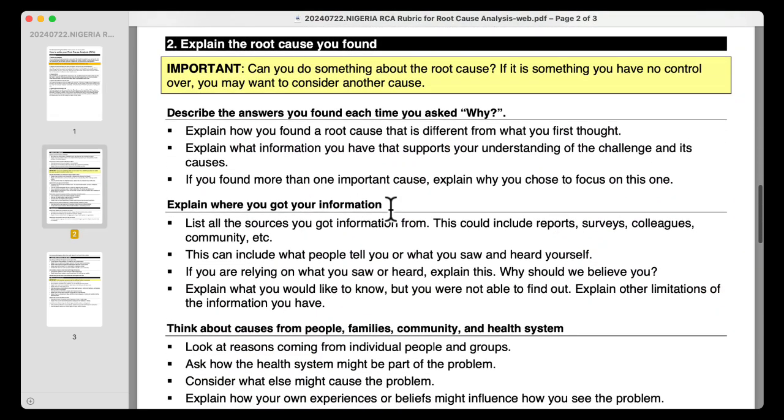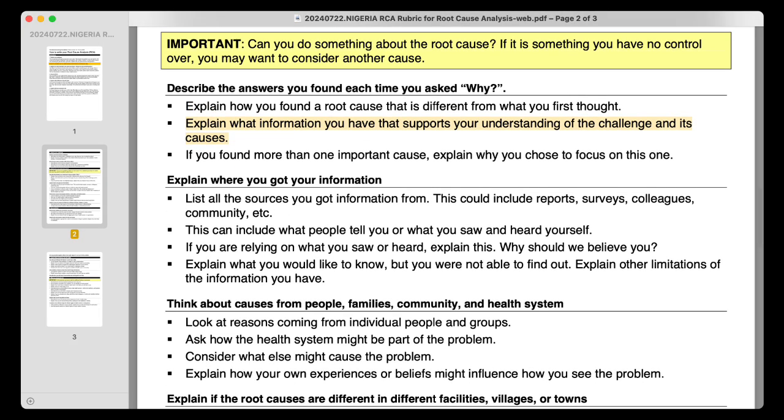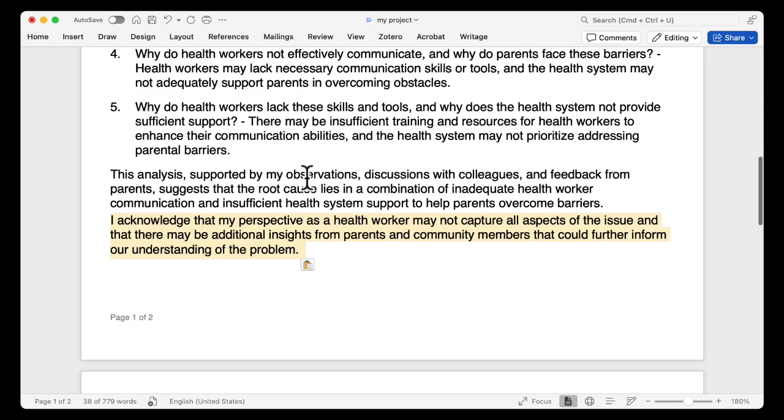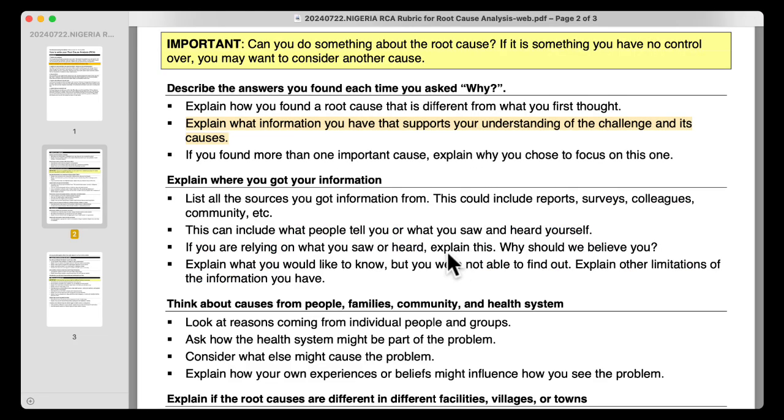more detailed section. And here you want to make sure you explain how you found the root cause that's different from what you first thought. Explain what information you have that supports your understanding of the challenge. If you found more than one important cause, explain why you chose to focus on this one. Explain where you got your information. So list all the sources. And you can see here, this is supported by my observations, discussions with colleagues, feedback from parents.